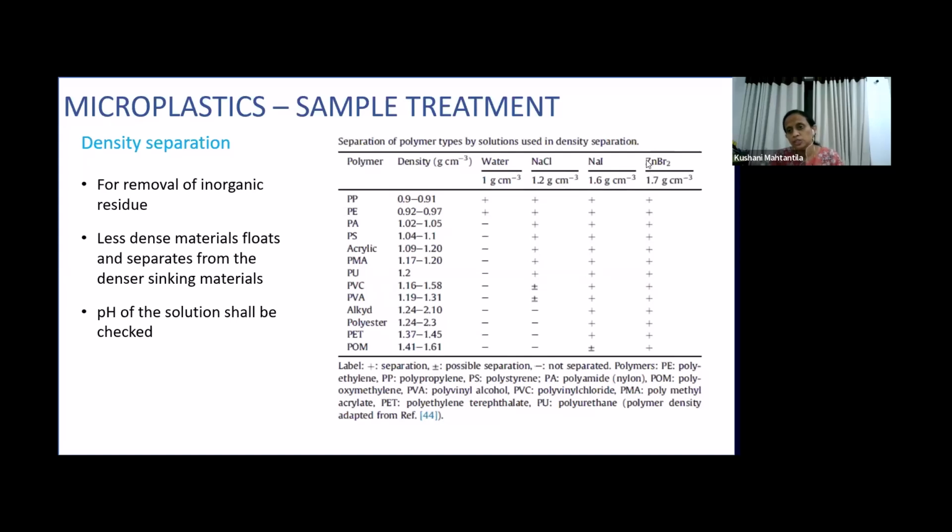But when we use zinc chloride, the density is 1.6. Zinc bromide density is 1.7. If we use these compounds, we can separate up to POM. However, sodium chloride is less toxic to the environment than zinc chloride and zinc bromide. So when employing the methods, we have to consider our objectives as well as the environmental pollution.